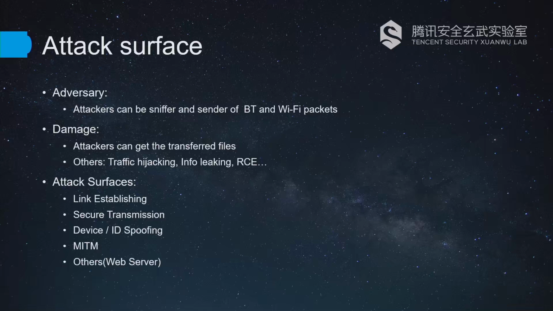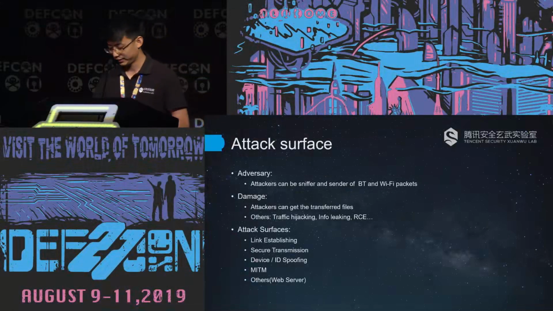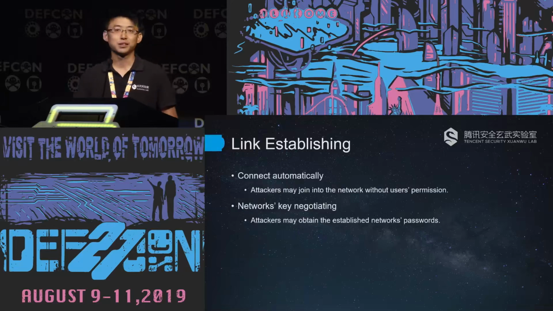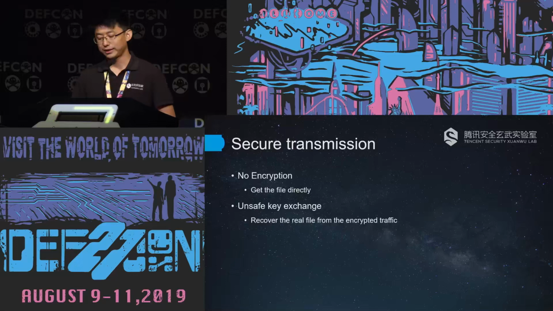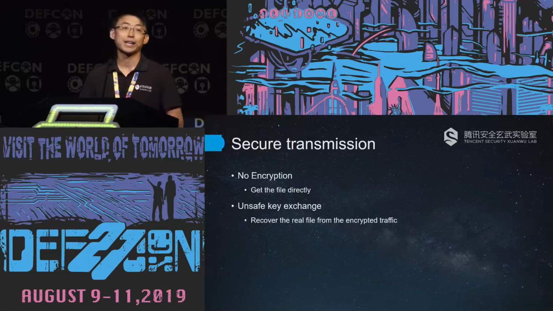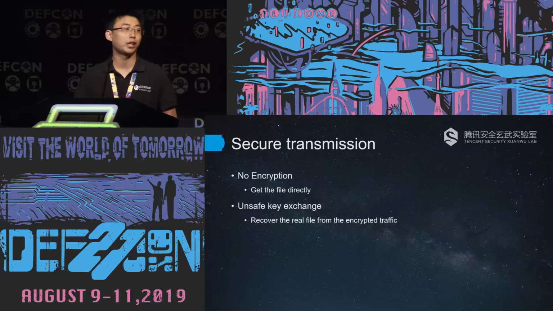Here, the attack surfaces are as follows: link establishing, secure transmission, device and ID spoofing, man in the middle, and others. First, when the link is establishing automatically, attackers may join a network without users' permission. On the other hand, attackers may obtain the established network password because of an unsecure connection. When files are transferring, there may be no encryption at all, so we can get the file directly. And sometimes the key exchanges are not safe, so attackers can recover the real file from the encrypted traffic.